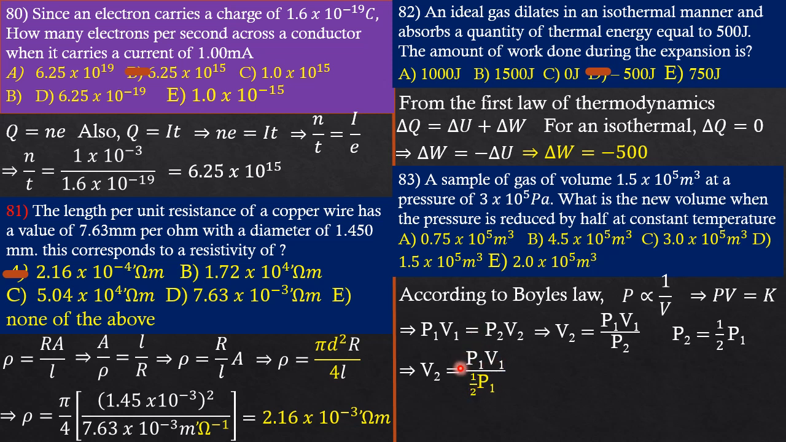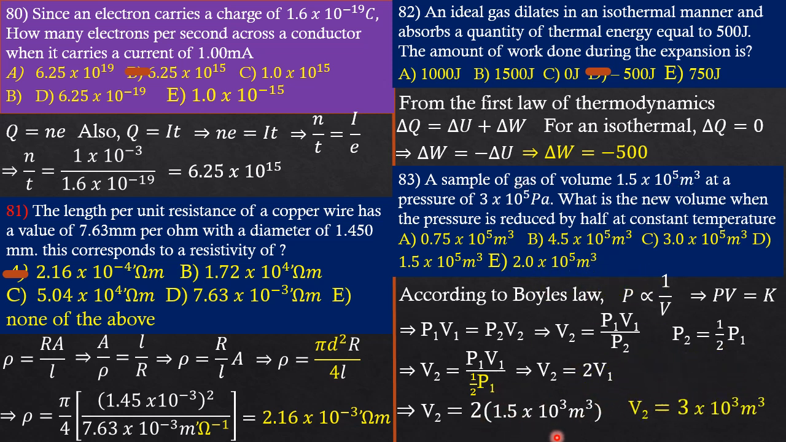But this P1 up, you can cancel it with the one we have down. And we have 1/2 down, it can go up as 2. So we have our V2, which is the same as 2V1. It therefore implies at this point now, guys, our V1 is equal to 1.5, right, times 10 raised to the power 3. So if we multiply this by 2, we are going to have an answer of 3 times 10 raised to the power 3 meters cubed. So guys, the right option here is, I'm sure it's option C, right? Great. So we can come here and just mark our option C as the correct answer.